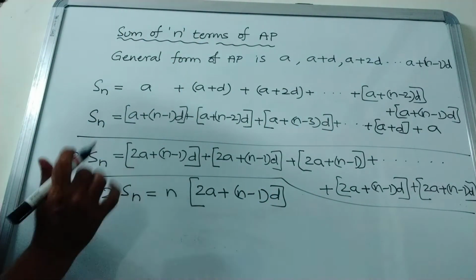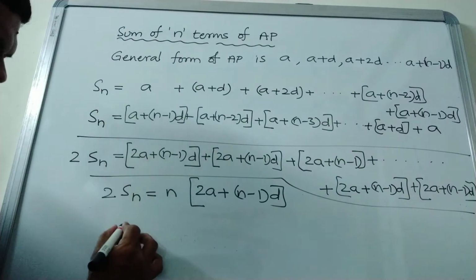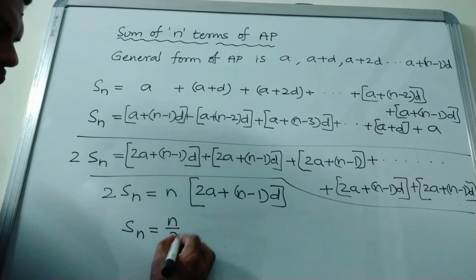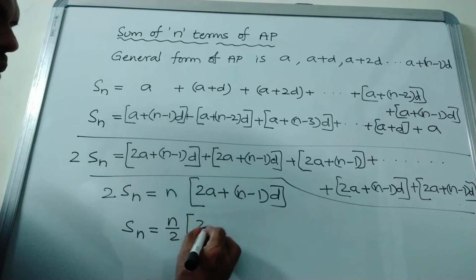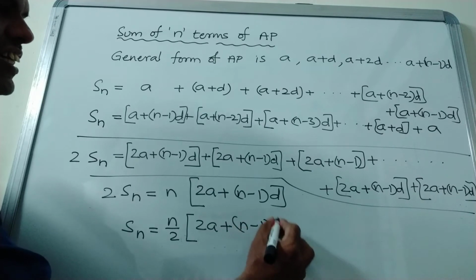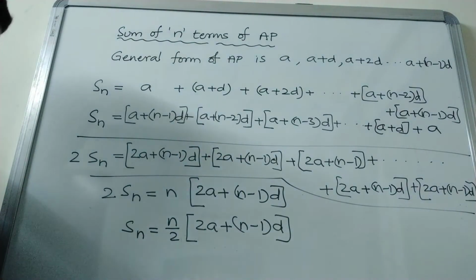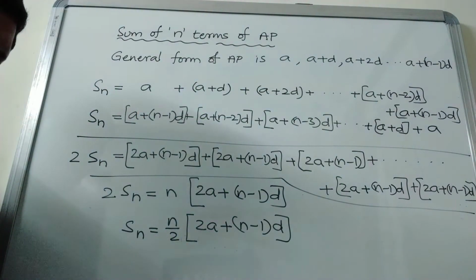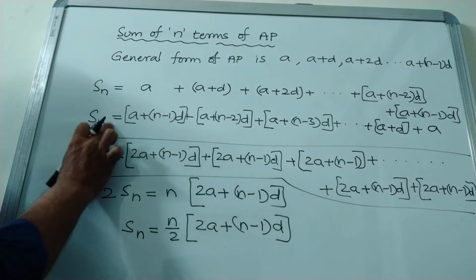Now see here, this 2 we send to this side. Sn is equal to n by 2 into 2a plus n minus 1 into d. This is the sum of n terms of an AP.